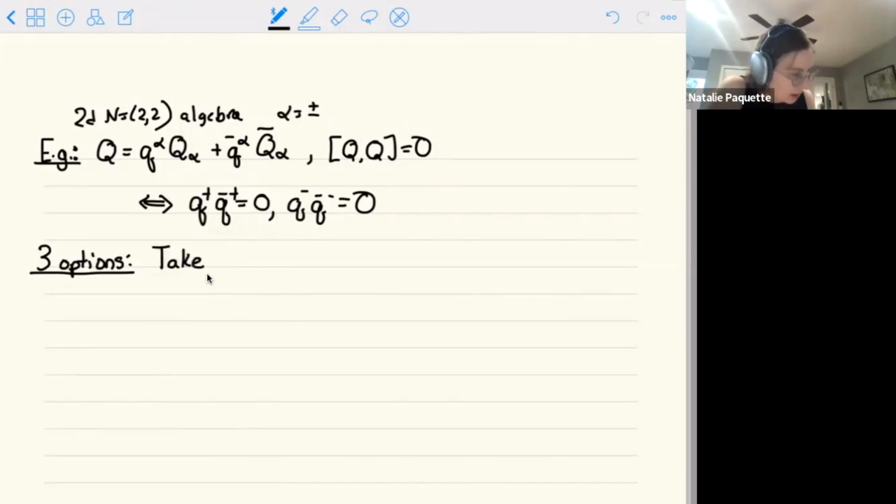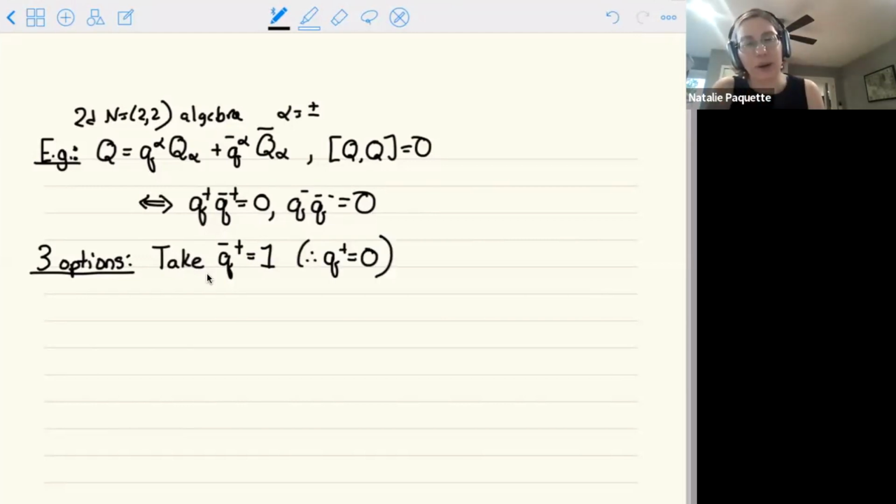So only 3 inequivalent options for the twist. Let me use some of that freedom, take Q bar plus equal to 1 for convention. Again, I'm using my rescalings to fix the non-zero value of Q bar plus at 1. The important thing is that it's non-zero, but I can use scaling to fix the length to 1. Well, that tells us that Q plus equals 0. And again, this is a starting point that I'm just choosing by convention. I'm choosing Q bar plus to be the non-zero one, but any other equivalent choices are just related by charge conjugation and parity.